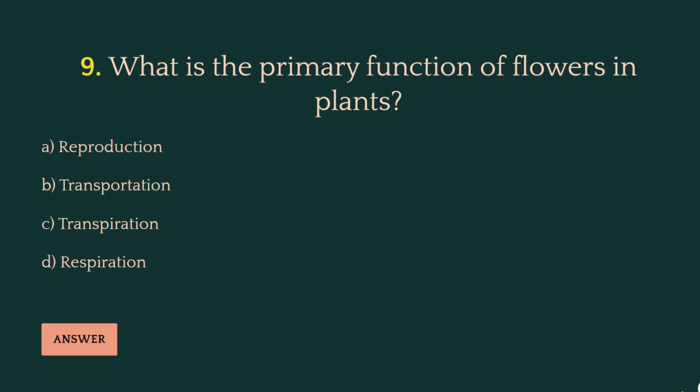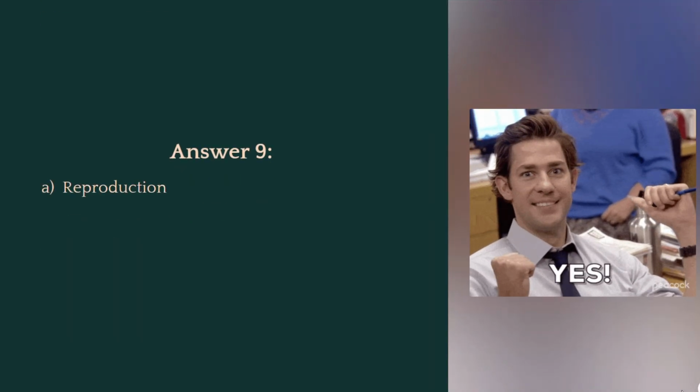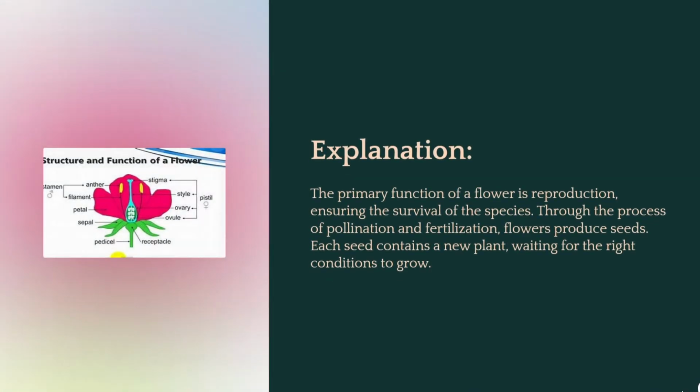What is the primary function of flowers in plants? The options are A, reproduction, B, transportation, C, transpiration, or is it D, respiration? And the correct answer is option A, reproduction. The primary function of a flower is reproduction, thereby ensuring the survival of the species. Through this process of pollination and fertilization, flowers produce seeds. Each seed contains a new plant waiting for the right conditions to grow.